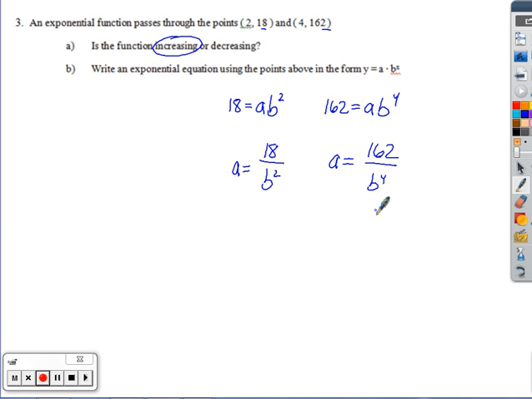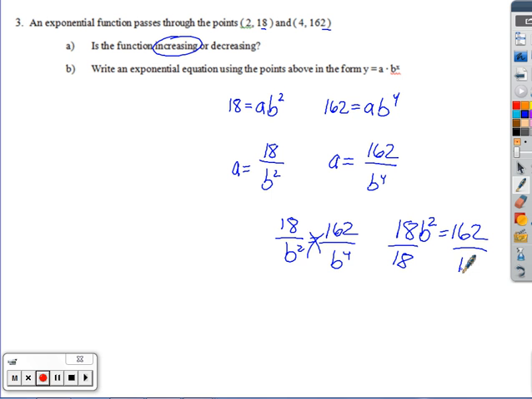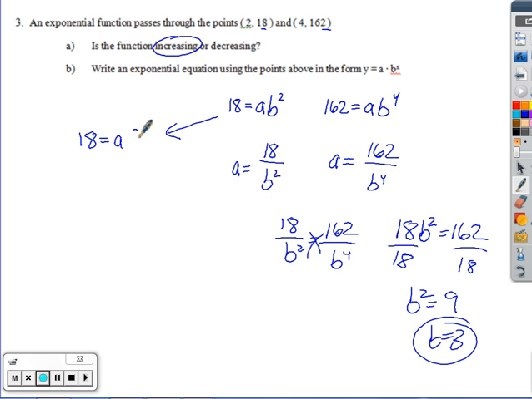I set those two equal to each other. I cross multiply and cancel, so I can sort of do that all at once. I end up with 18b squared equals 162. I'm going to divide by 18, divide by 18, so b squared equals 9, which means b is 3. Once you know your b value, you plug it back into one of your originals. So 18 is going to equal a times 3 squared, which means a is going to end up being 2.